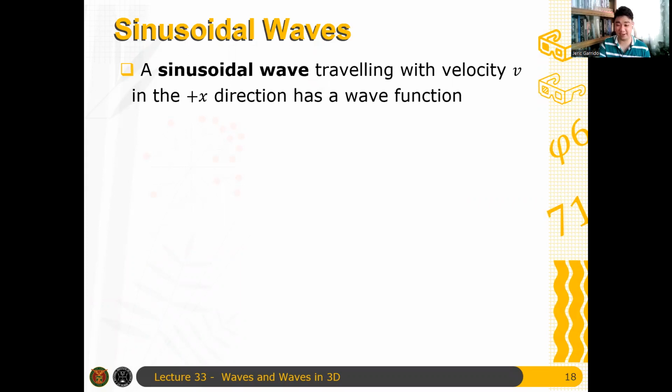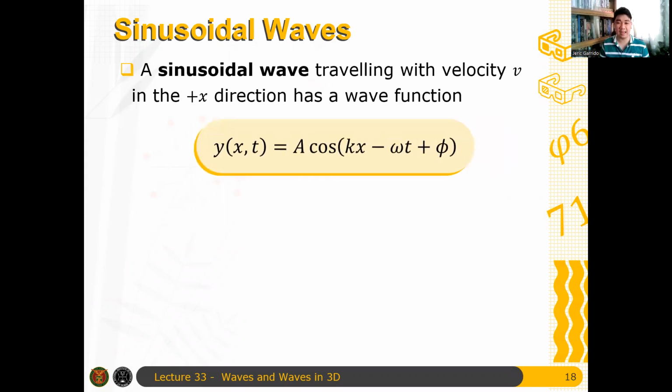Kasi ito yung pinaka-simple. Relatively simple siya. Kasi the sinusoidal wave has this form. Y of x and t is a cosine of kx minus omega t plus phi. In other books like Tipler, halimbawa, sine yan. We will be focusing or we'll be using a convention wherein our wave function, this is our wave function or the shape of the wave, is a cosine function. Okay, again, k here is the wave number.